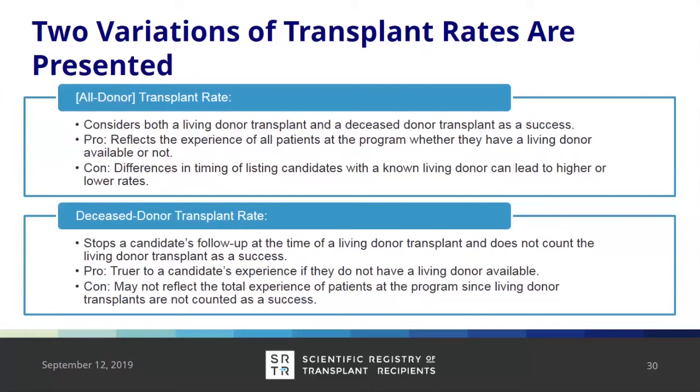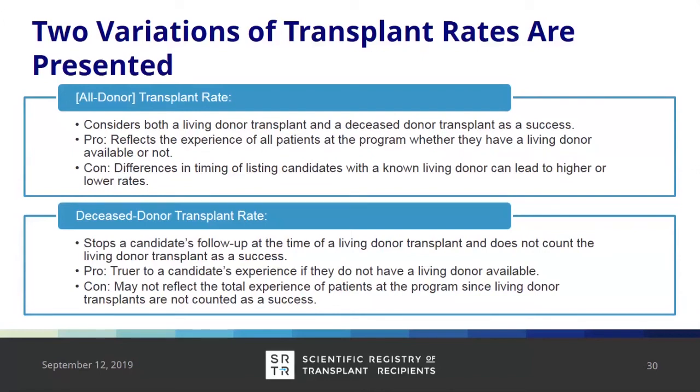So it's more of a measure of, if your program is aggressive in living donation and you get those patients through to their living donor quickly, your transplant rate may look higher overall, okay? So it's not necessarily beholden to the allocation system and your donor availability in your area. The con here, I think, is that differences in the timing of listing these candidates that do have a known living donor can lead to higher or lower rates. In other words, the practice of the program in terms of when they put these patients on the list actually will matter, right?